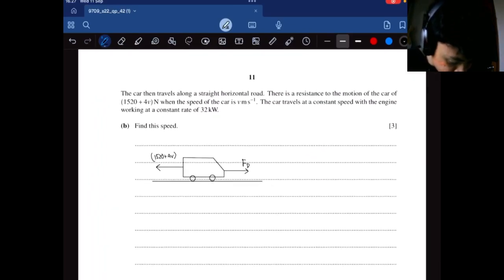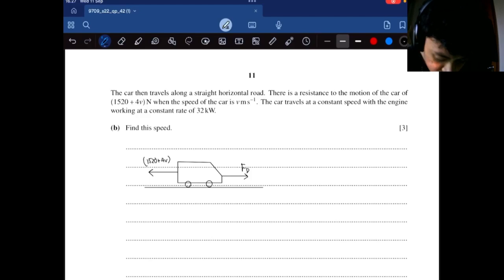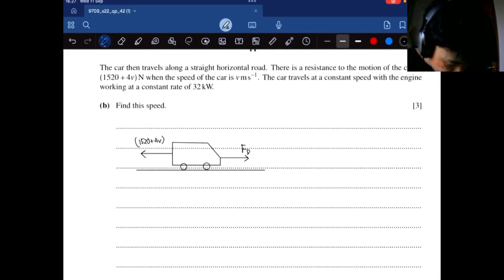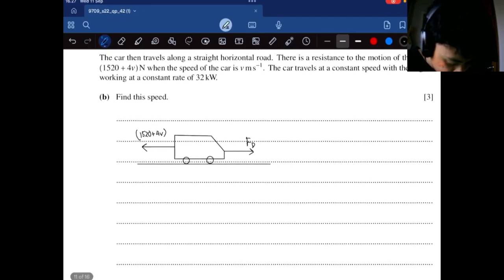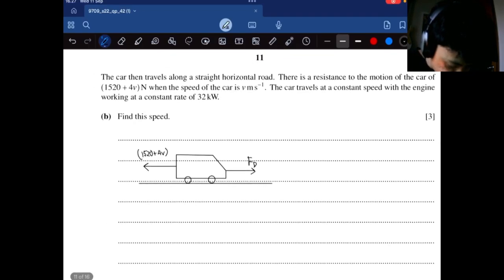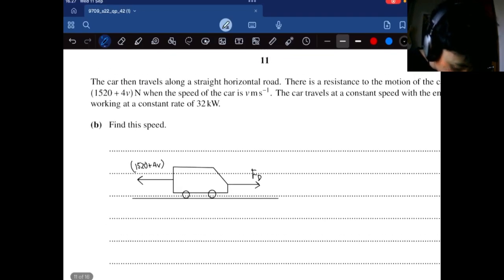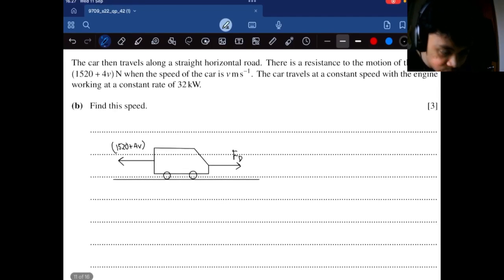The car travels along a straight horizontal road. There's a resistance to the motion of the car, 1,520 plus 4V newtons, when the speed of the car is V meters per second. The car then travels at a constant speed with the engine working at a constant rate of 32 kilowatts. And now we have to find the FD since it's not mentioned here. And we already know that the resistance force is equal to 1,520 plus 4V. So how can we find the driving force?